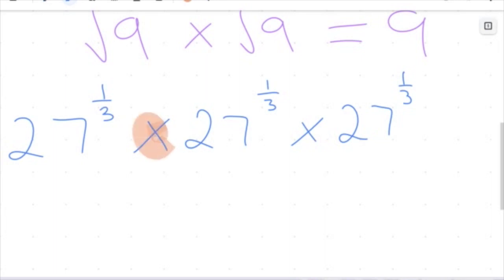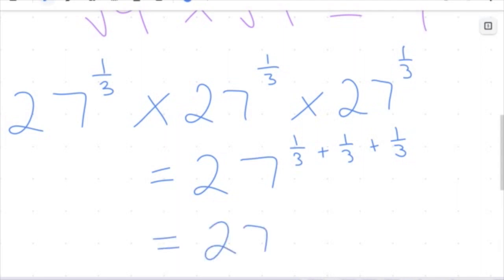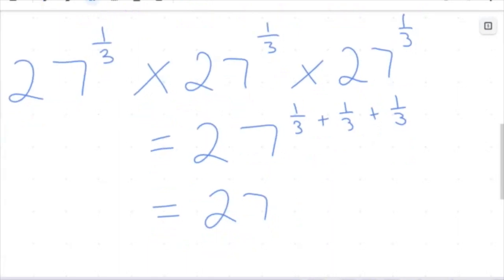Now, once again, these are multiplying. So that means that's going to equal something with the same base, and we are going to add the three powers all together, because that's just what our index laws tell us. That gives me 27 to the power of a third plus a third plus a third. And when I add 3 thirds all together, I'm just going to get one whole again. So that gives me 27 to the power of 1, or just 27.